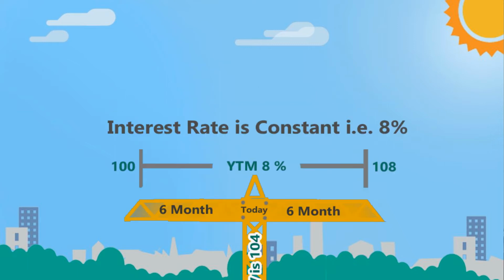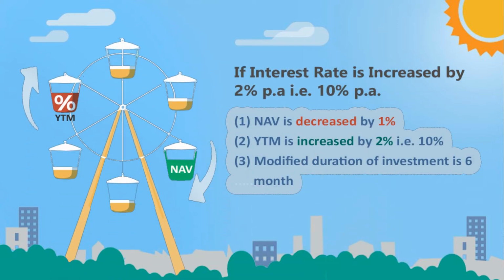effect on the NAV. Moving on to the second scenario, where the interest rate increases by 2% and becomes 10% instead of the previous 8%. Now due to the increase in the interest rate, the instruments having lower interest rate experience a decrease in value. Now the value of the instrument for the remaining 6 months reduces to Rs 103 to match the current interest rate of 10%, which means there is a 1% decrease in the NAV. Now please note that on maturity, the investor will get the full amount of Rs 108, but due to a temporary change in the interest rate, the NAV also changes.